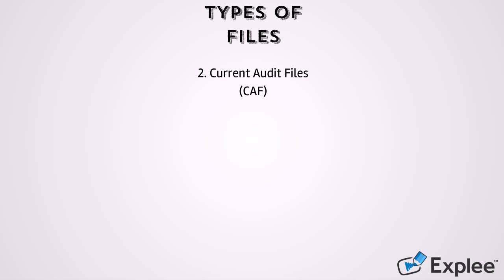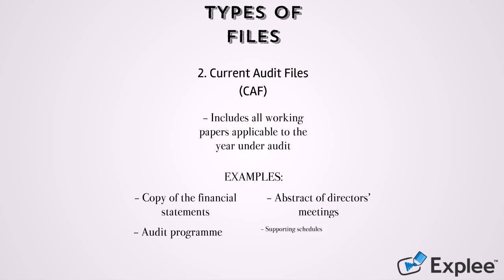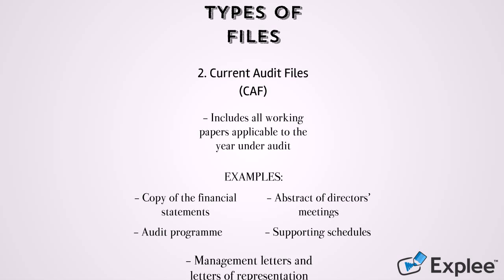Current audit files. It includes all working papers applicable to the year under audit. Examples of current audit files are copy of the financial statements, audit program, abstract of directors' meetings, supporting schedules, management letters and letters of representation.